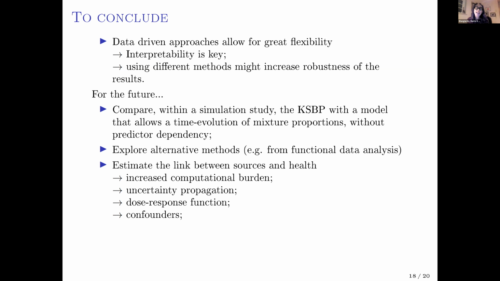And then the last thing, a very important part, and I don't know if it's going to be in the TIES working group, but in general, when you get this type of outcome, the next step is to try and link it with health, which opens up another Pandora's box, because obviously you have increased computational burden. You need to decide how to propagate the uncertainty. Is it a joint model that you want to do, or is it a two-stage? You need to decide on the dose response function. You have the usual problem with confounders and so on. So I'm just going to finish here.